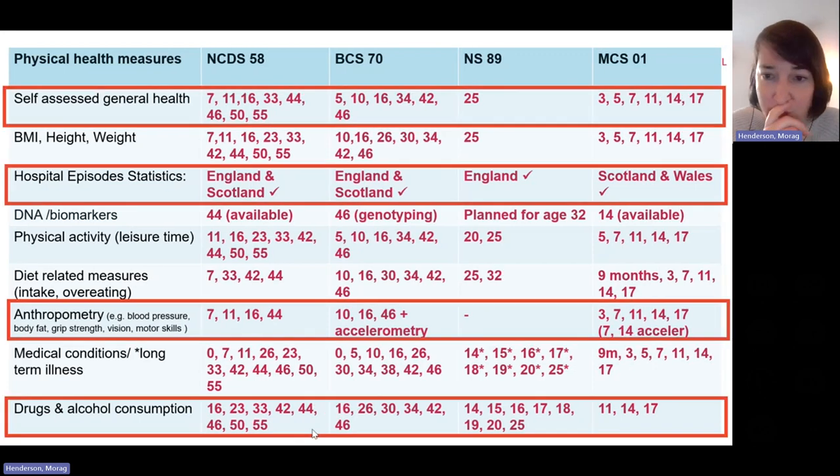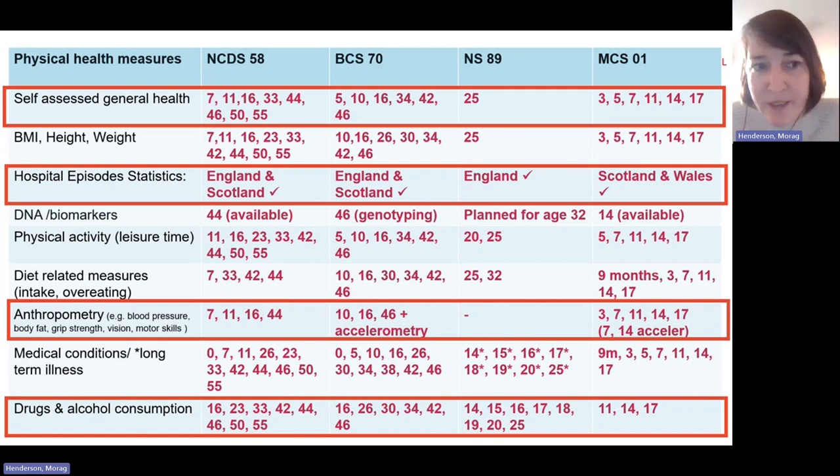So let me just flag a few things from the physical health measures. We have reasonably good coverage of self-assessed general health across all four of the studies, but more specifically, as I mentioned, the origins of the 58, the 70 and the Millennium Cohort Study are much more focused on health. So that's reflected in the fact that we have it at multiple ages captured across the life course. For Next Steps, we only have it at age 25, but it will be updated with the most recent data.